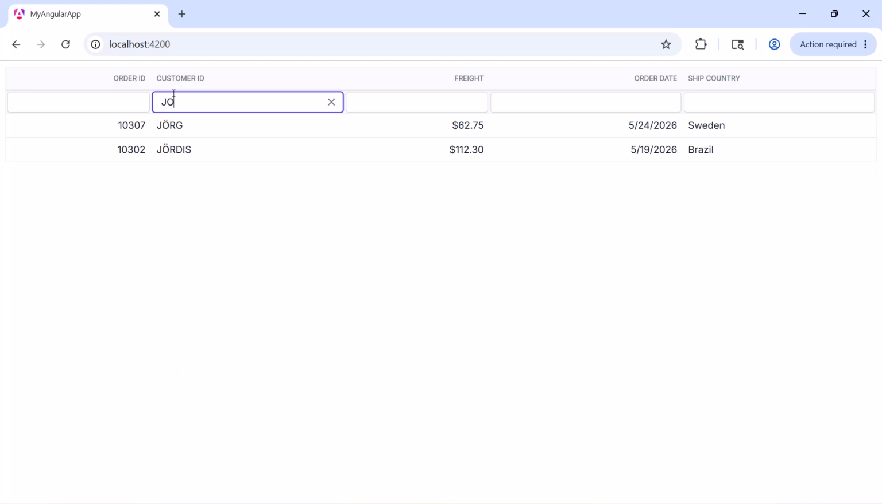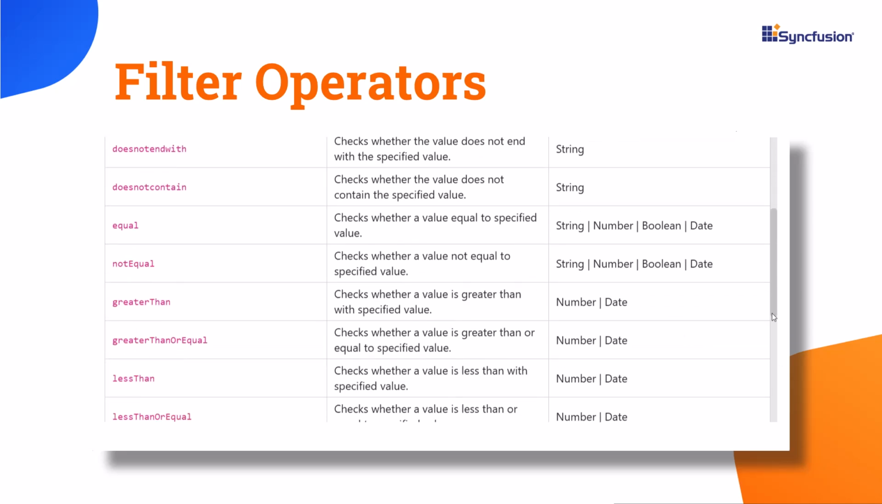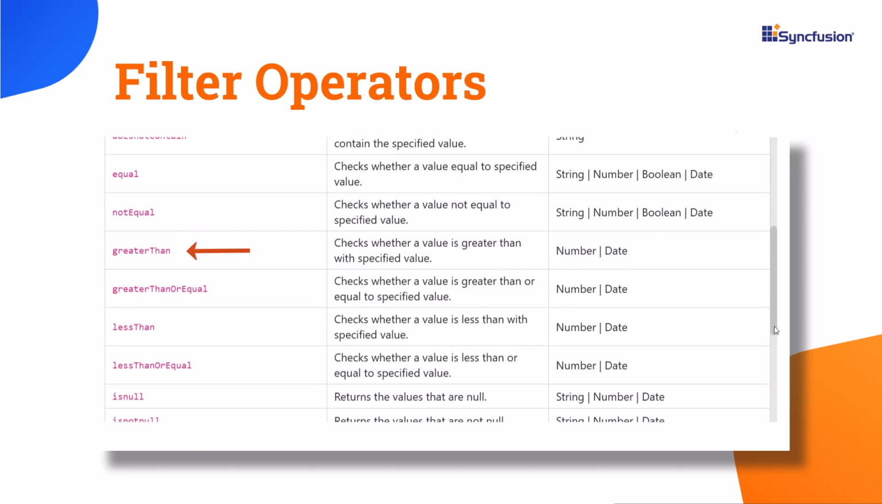You can also apply filter conditions during the initial load using filter operators. This is the list of built-in operators supported by the DataGrid. The operators startsWith, endsWith, and contains can be applied to grid columns of type string. The operators equal and notEqual can be applied to columns of type string, number, Boolean, and date. The operators greaterThan, greaterThanOrEqual, lessThan, and lessThanOrEqual can be applied to columns of type number and date.